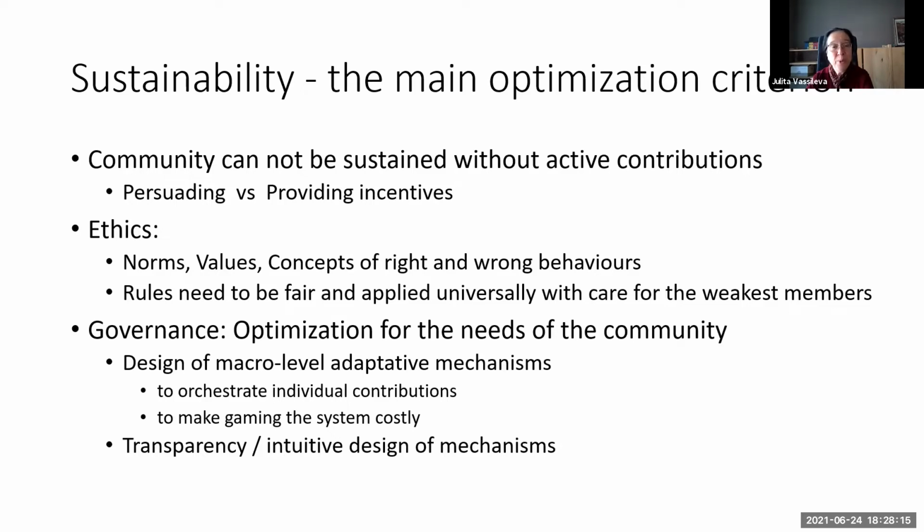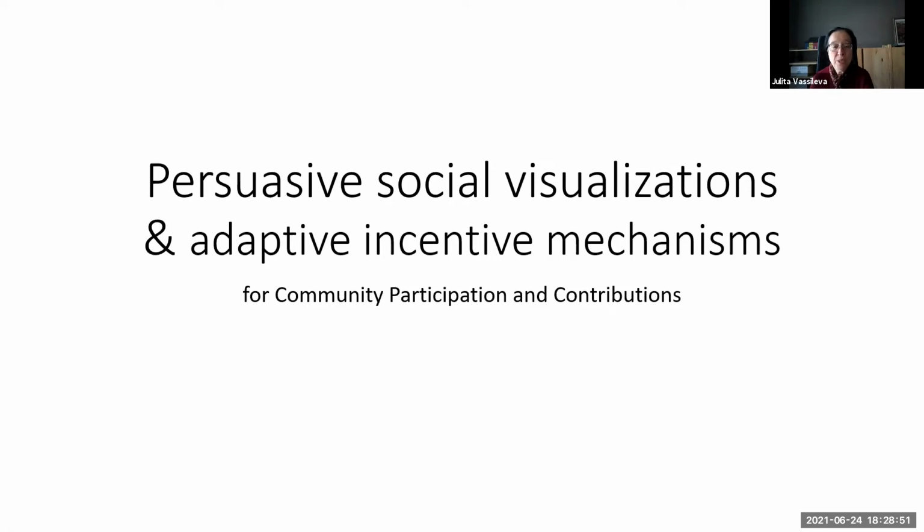And governance is very important. How do you optimize for the needs of the community? How do you create macro level mechanisms which orchestrate individual contributions as they are necessary? Even in normal human society, new laws are necessary as needs change. Constantly, we saw the GDPR emerging recently, and this is because there was a need in the society for this kind of law. And transparency is also very important. So I will show some incentive mechanisms.